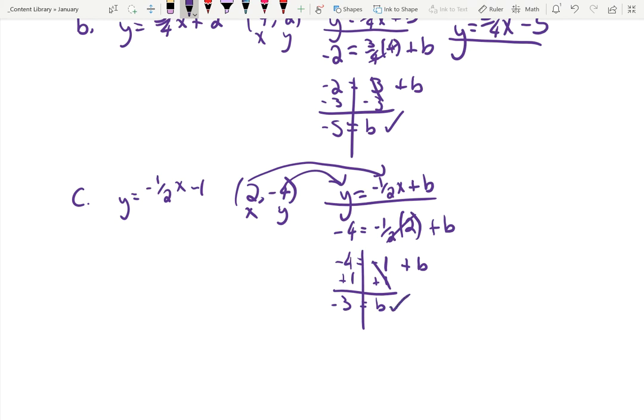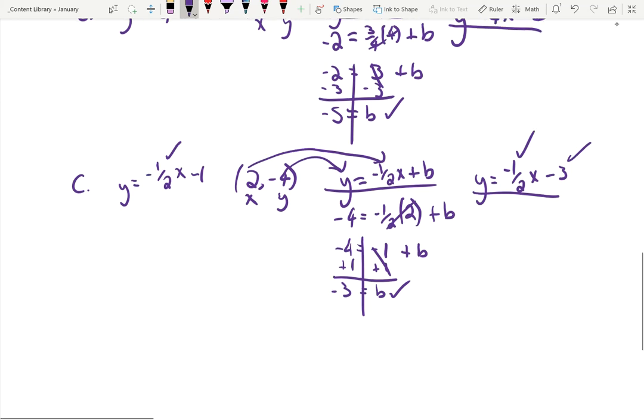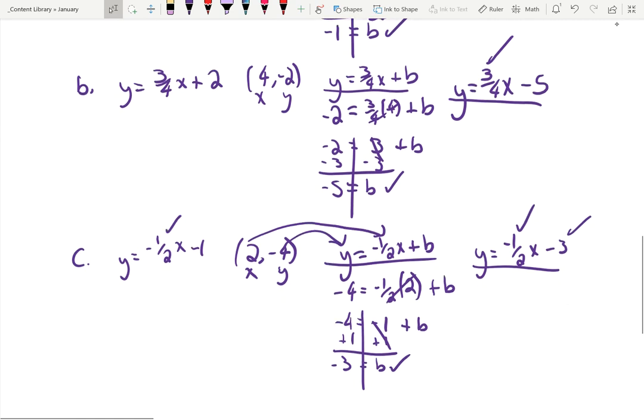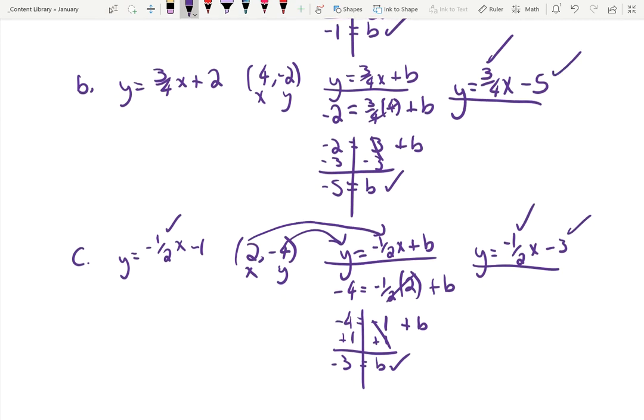So I now know the correct y-intercept. So my equation will be y equals -1/2 x minus 3. Again, same slope, right? And now I know the y-intercept after doing the math was -3. So I got the correct y-intercept. So there's only one correct answer for these problems. You have to have the correct y-intercept number.